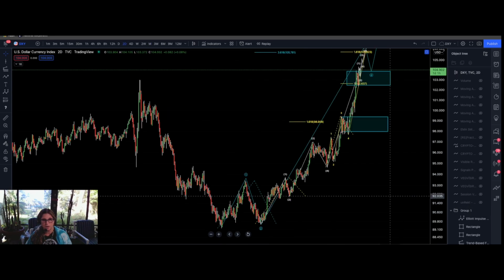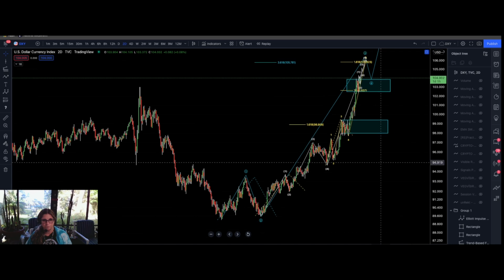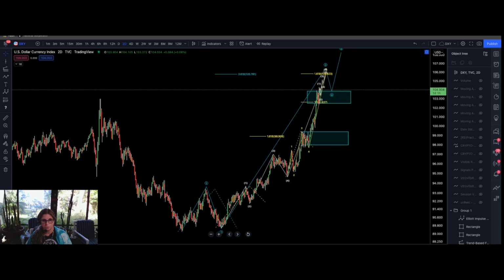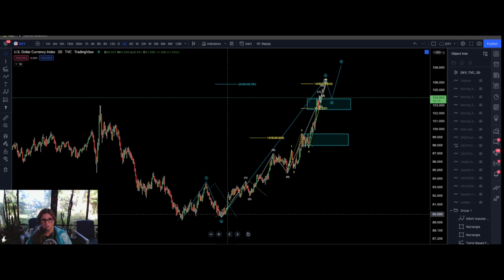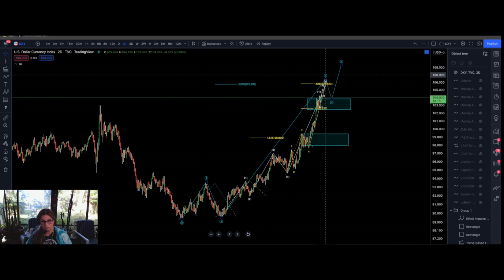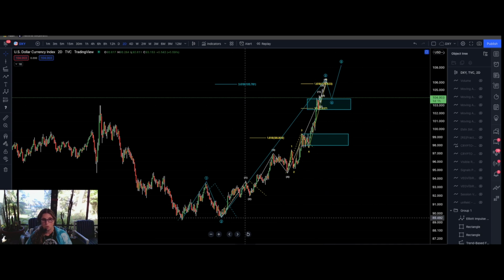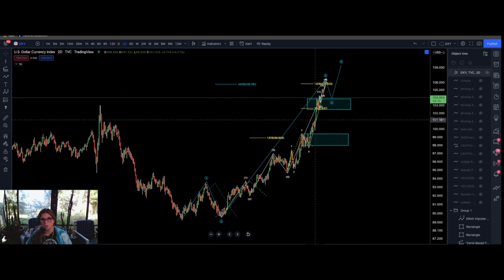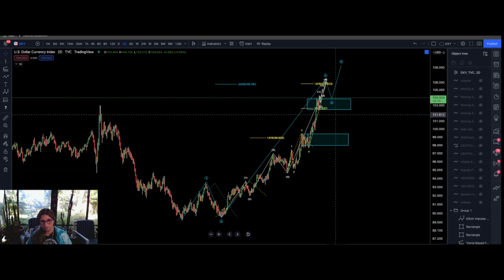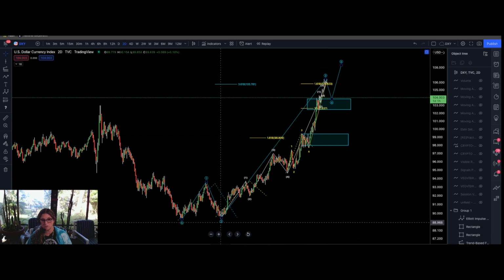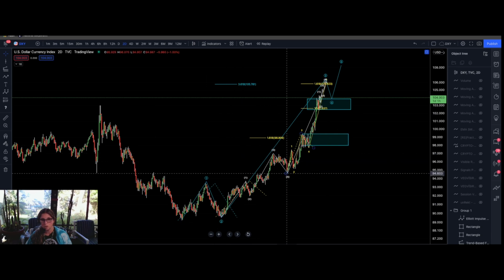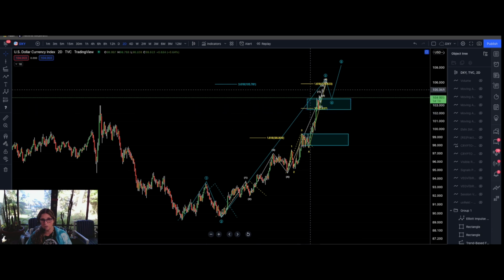Let's take a look at the count. We have a main 1 and a 2. The third is not in yet. We have a 1, 2, 3, 4, and this is an overextended fifth wave. The way you target an overextended fifth wave is pulling from pivot 0, 3, 4, targeting the 1-to-1 and then the 1.618.